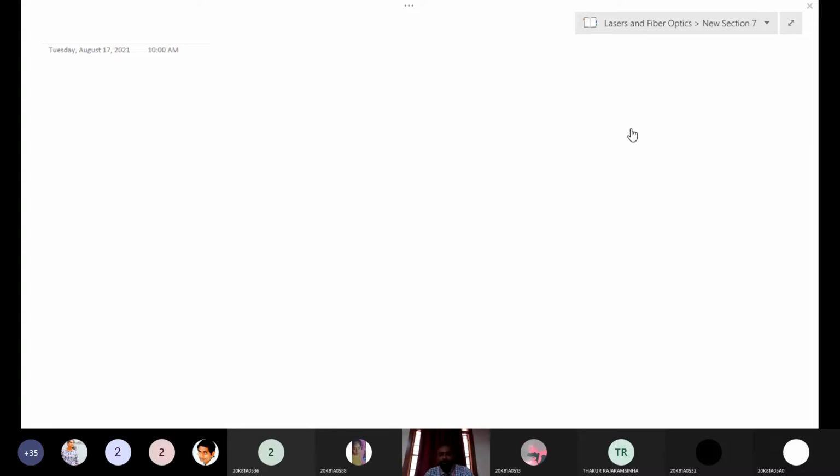Now we'll discuss the helium-neon laser. This is a gas laser. Here mainly helium and neon are used. These are gases, and we will work this laser in the gas form.